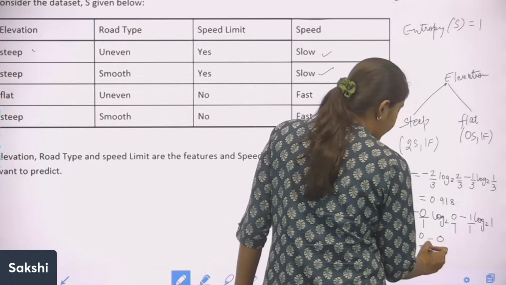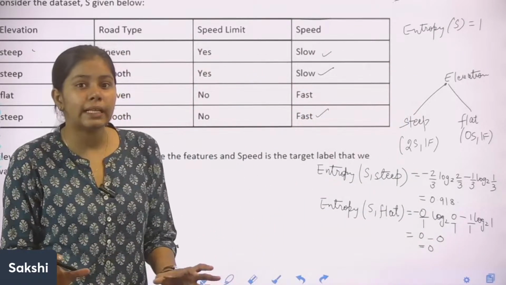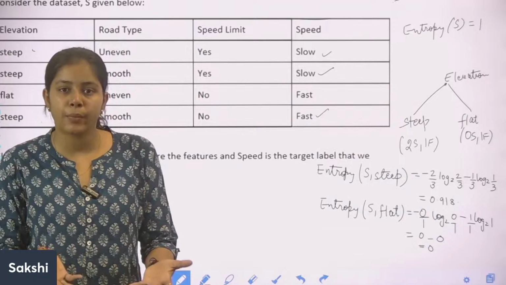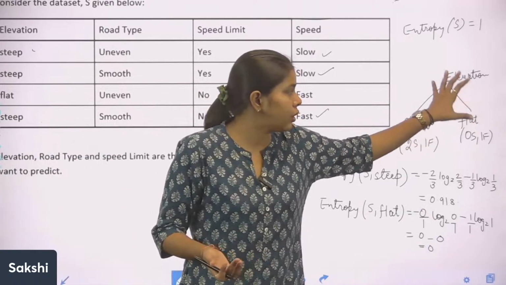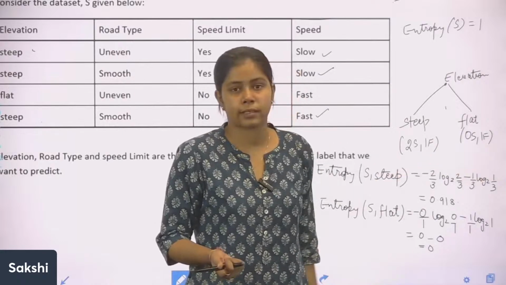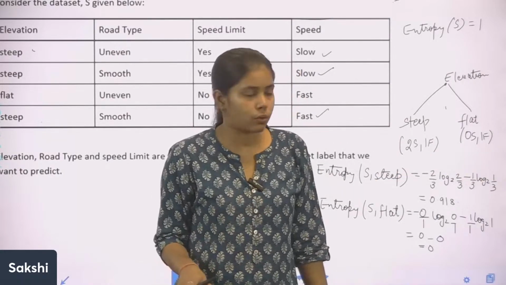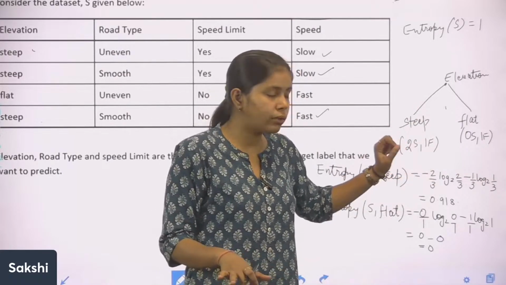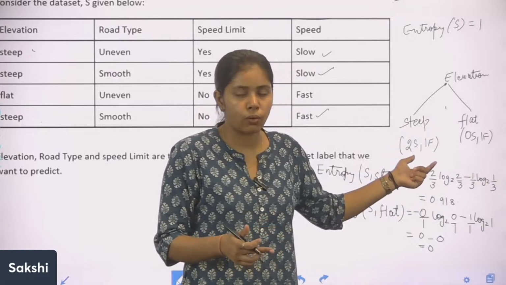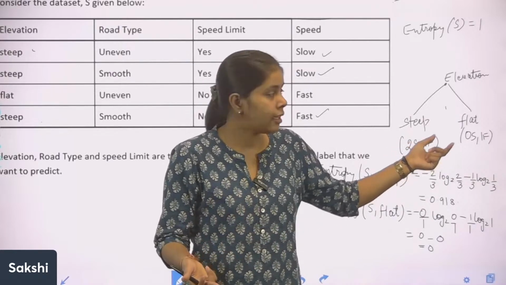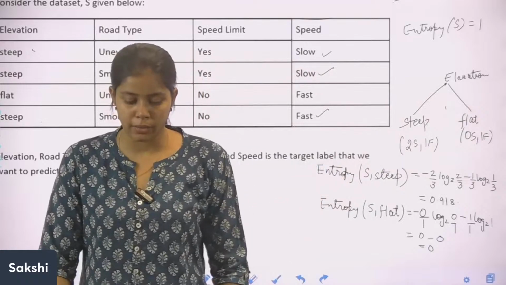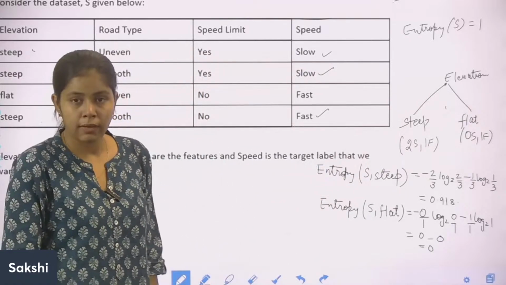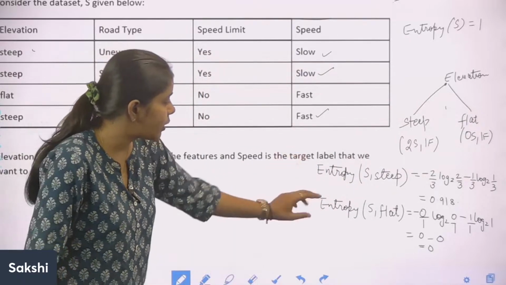So that means you have 0 entropy here. You can see that you do not have any impurity here. Obviously, when your elevation is flat, you are always going fast. You are not going slow. But in the steep section, I'm not able to decide whether I'm going to go slow or fast. But here I know that when it is flat, because of the data set given to me, I'm always going to be fast. Okay, so we got this entropy.